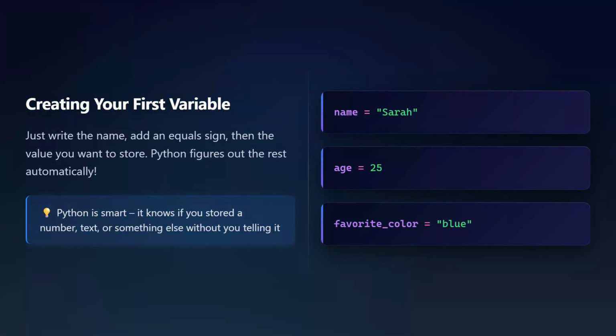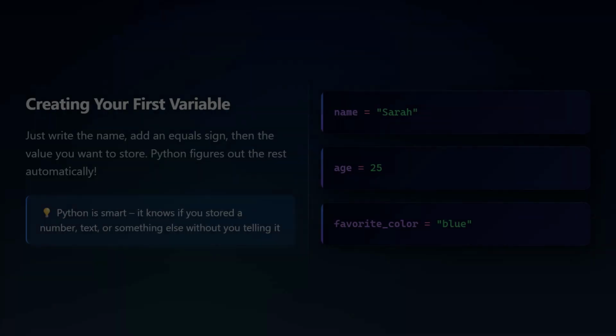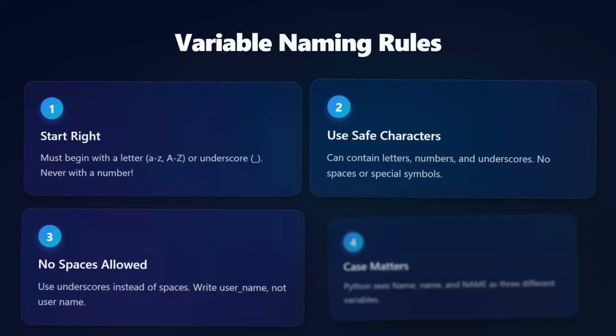Creating your first variable is super easy. You just write the name you want, add an equals sign, and then the value you want to store. For example, name equals Sarah stores the text Sarah. Age equals 25 stores the number 25. Python is smart. It automatically figures out whether you stored text, a number, or something else, without you having to tell it.